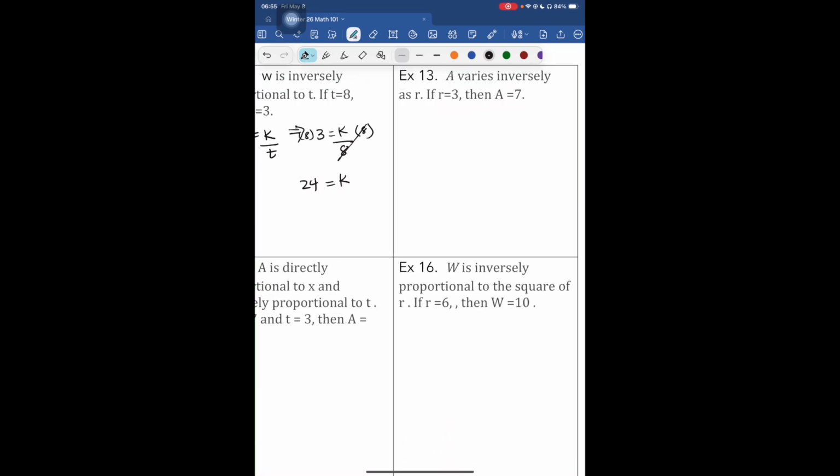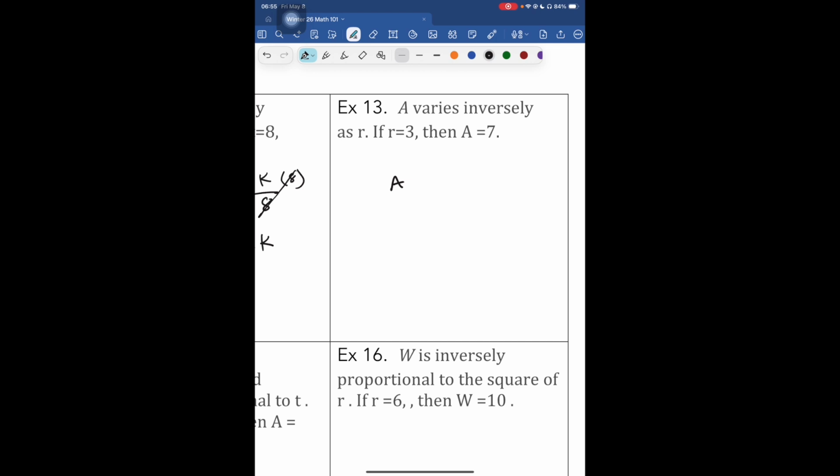Okay, example 13. A varies inversely as R. So here's my A equals, inversely is my constant k, and R goes on the bottom. Let's plug in our numbers. 7 equals k over 3. Again, in order to get rid of that fraction, I'm going to multiply it by the denominator. So k equals 21.